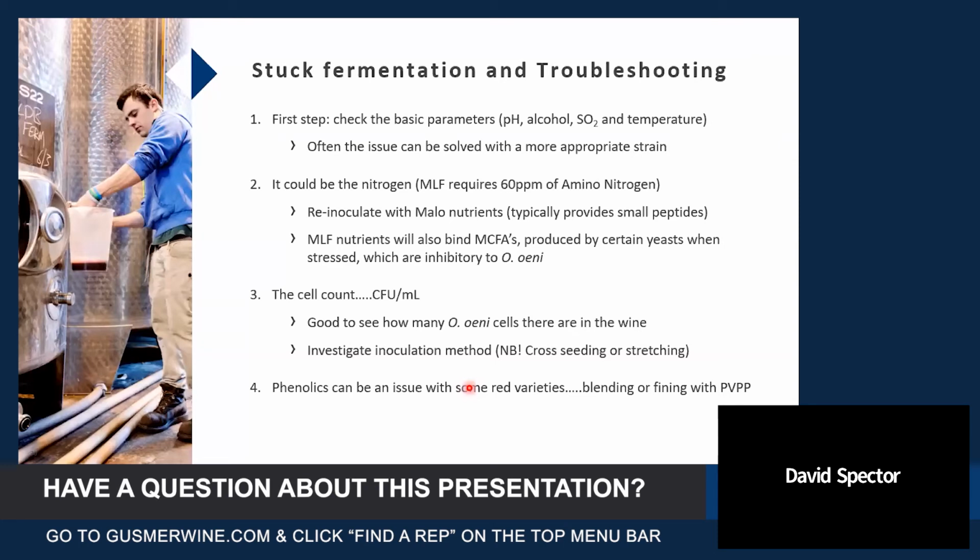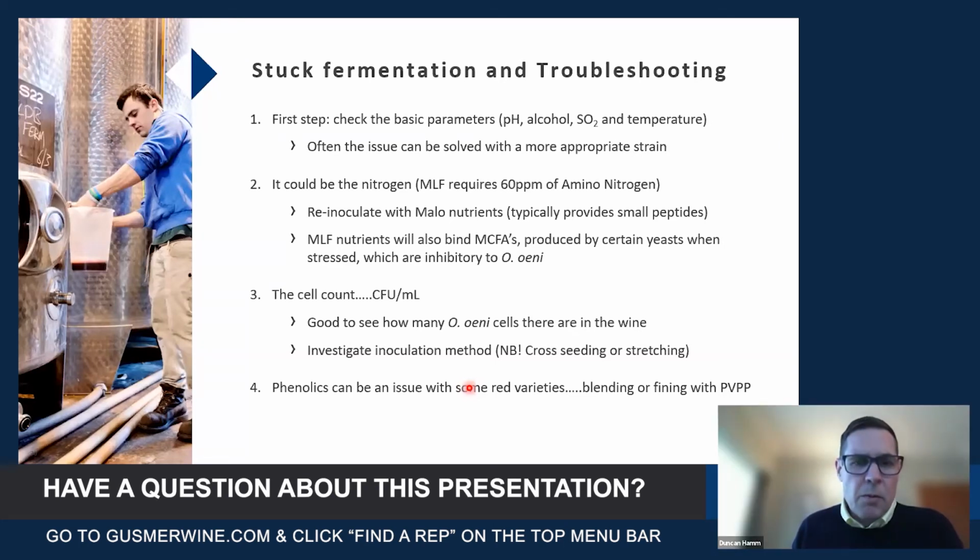those issues. But first of all, if we were to take you through a sort of thought process with dealing with a stuck malo, first of all, it's good to look at the basic parameters: the pH, the alcohol, the sulfur, and the temperature. I'll just make a comment about sulfur. When we talk about sulfur and bacteria, we talk about totals, not free or molecular.